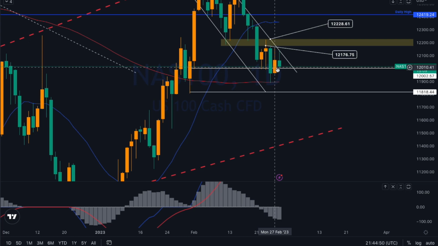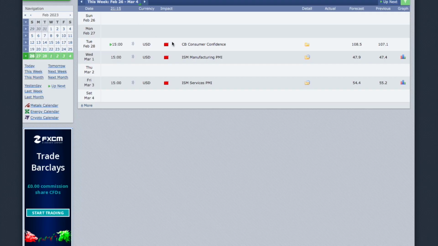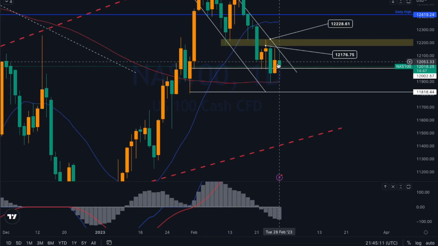So this is the vibe, as I see it. We need price to make a decision in this zone. Is it going up or going down? So far, it hasn't done anything. The news that came out today, the CB consumer confidence, didn't really push price upwards. It actually sent it down, as we can see from this candle over here.